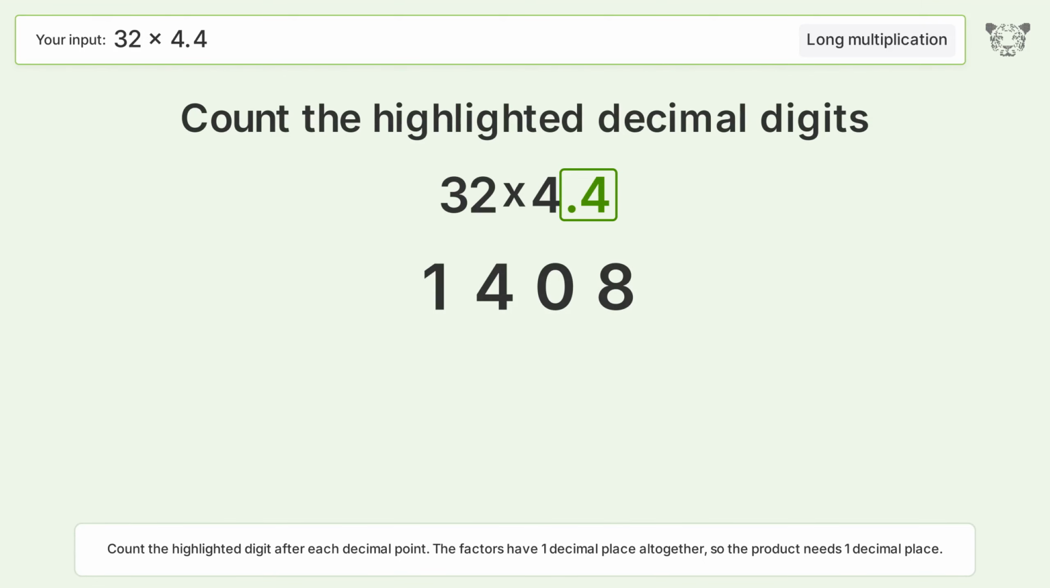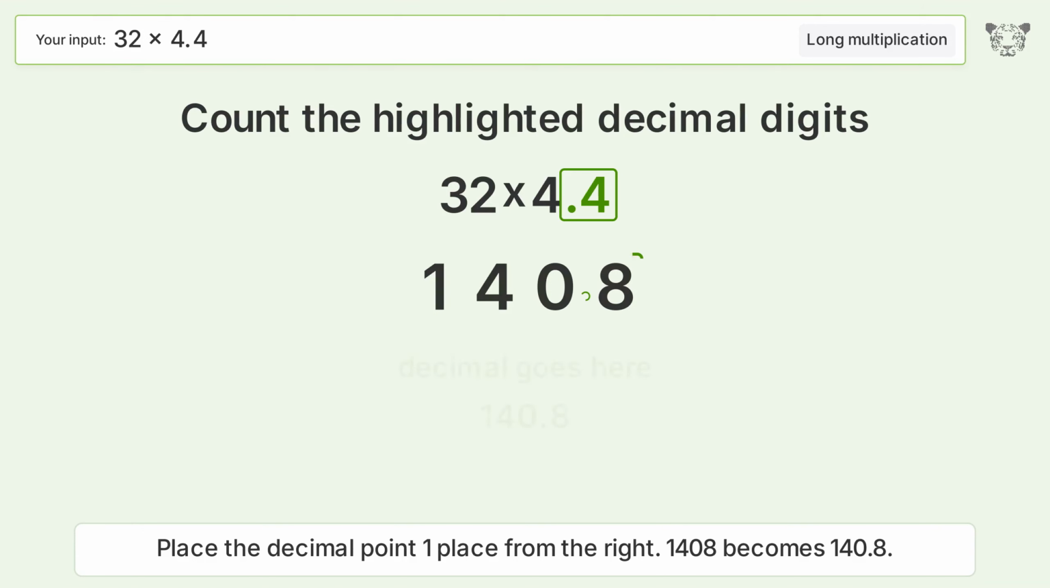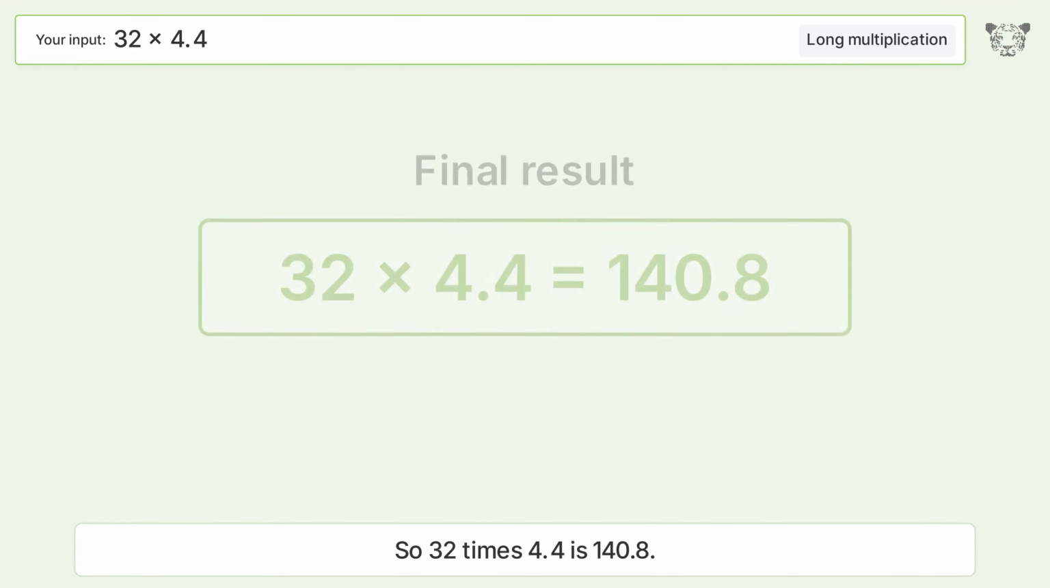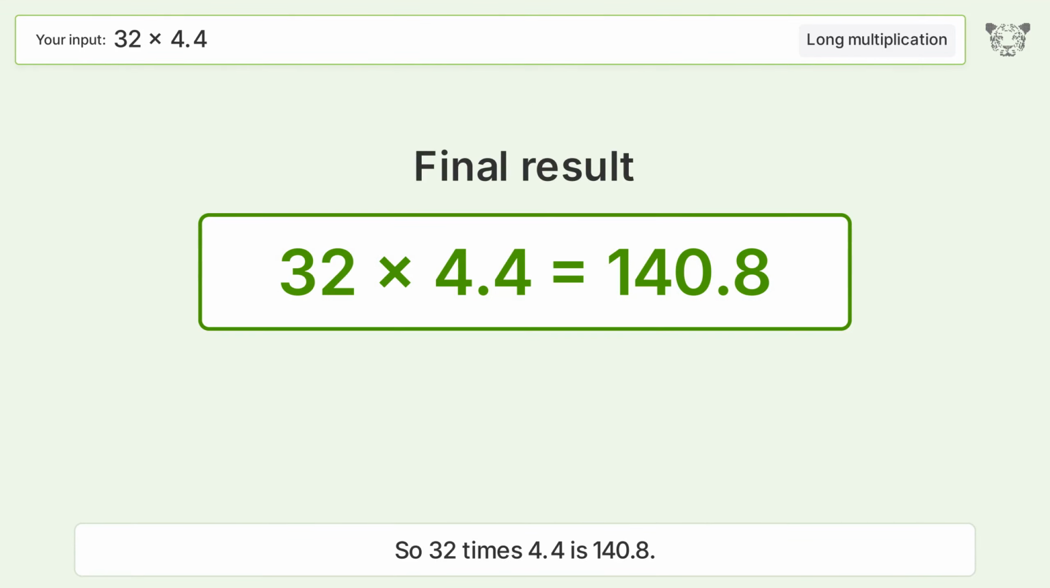Count the highlighted digit after each decimal point. The factors have one decimal place altogether, so the product needs one decimal place. Place the decimal point one place from the right. 1408 becomes 140.8. So 32 times 4.4 is 140.8.